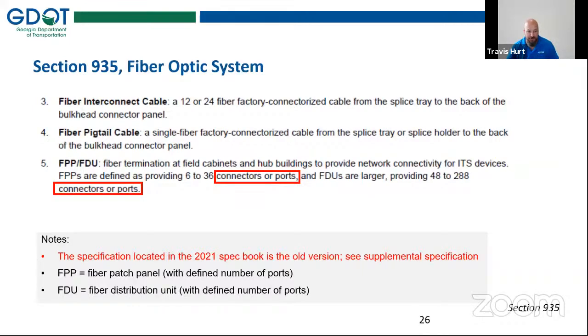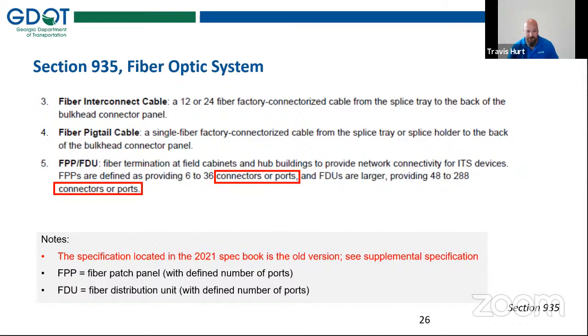These are what we used to refer to sometimes as FDCs and sometimes as patch panels or FDUs. So we're trying to standardize that and call them FPPs for the smaller units and FDUs for the larger units and avoid any sort of confusion. And so what's a little bit different about what we're doing now also is that we're specifically quantifying these by the number of ports.